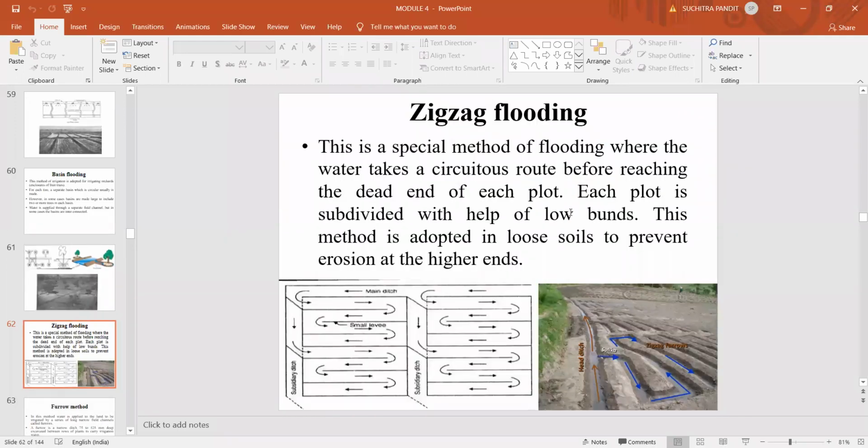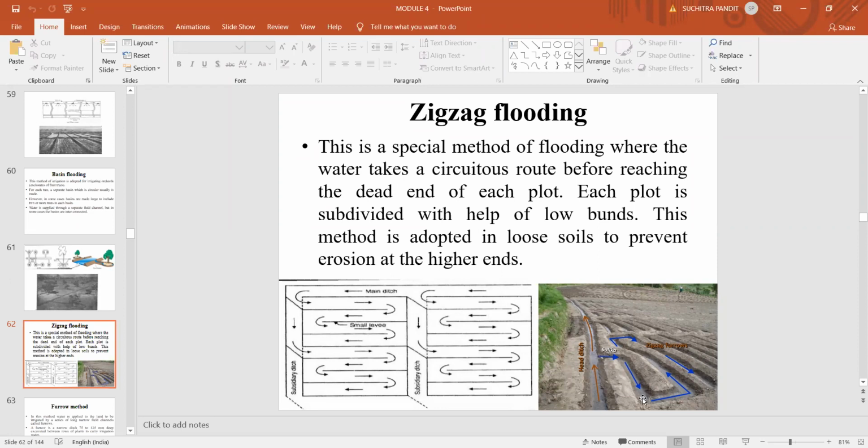Now the last method under the free flooding method is zigzag flooding or zigzag irrigation method. This is a special method of flooding where the water takes a circuitous route before reaching the dead end of the plot. Now you can see here the water from the field channel is diverted through the small borders or strips, and it takes a circuitous, curved route before it reaches the tail end of the plot.